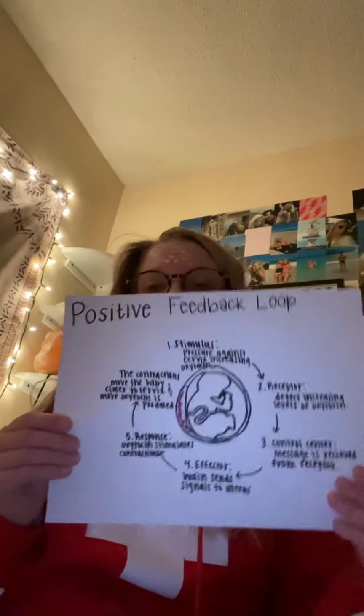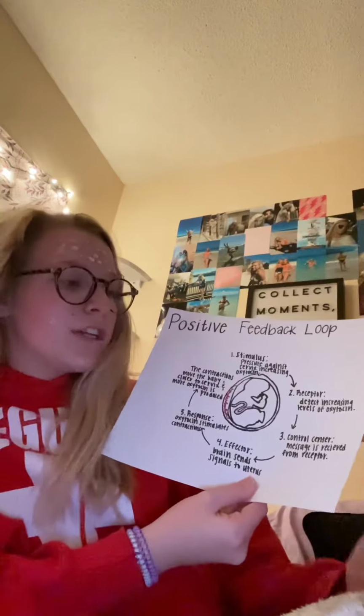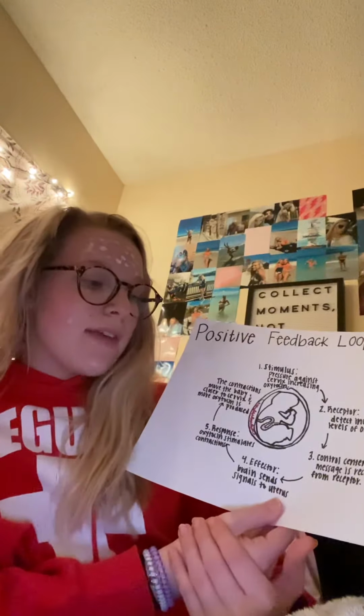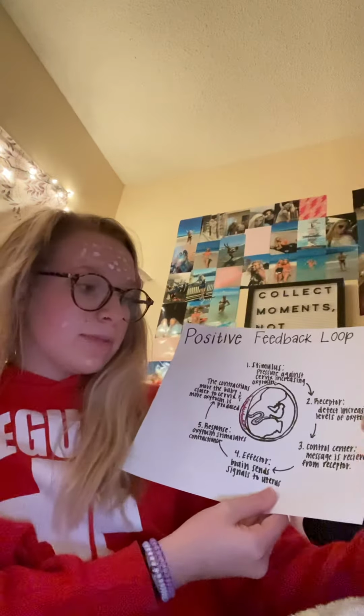And then we're going to be discussing our positive feedback loop. So first we have our stimulus, and that's going to be the pressure against the cervix, which increases oxytocin. And then we have our receptor, which detects increasing levels of oxytocin. And then we have our control center, and the message is received from the receptor.